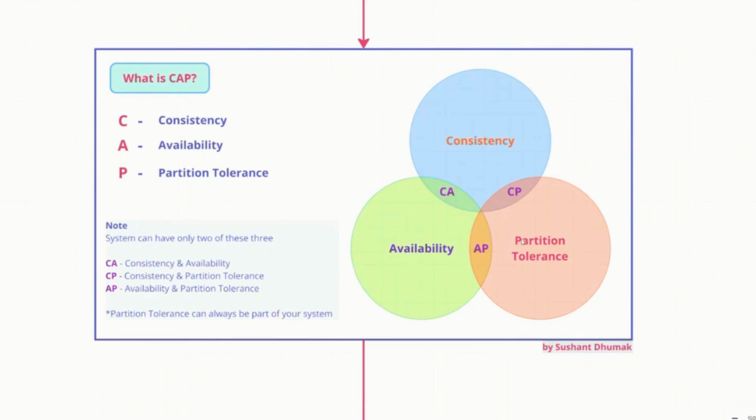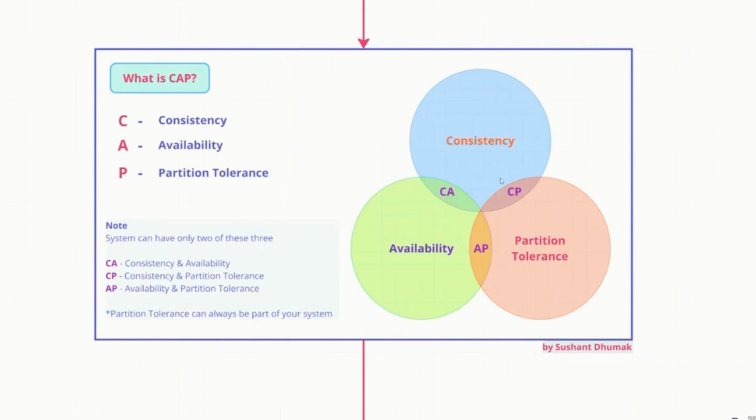When you design your system, you can choose consistency and availability, consistency and partition tolerance, or availability and partition tolerance. I marked a star here that partition tolerance can always be part of your system. We'll look at that because it's the important topic we'll discuss next. Here you can see there is an overlap between these circles. This shows that you can achieve consistency plus partition tolerance, or availability plus partition tolerance, or consistency and availability. Out of which partition tolerance will always be there, and when you design your system, it will always be there.